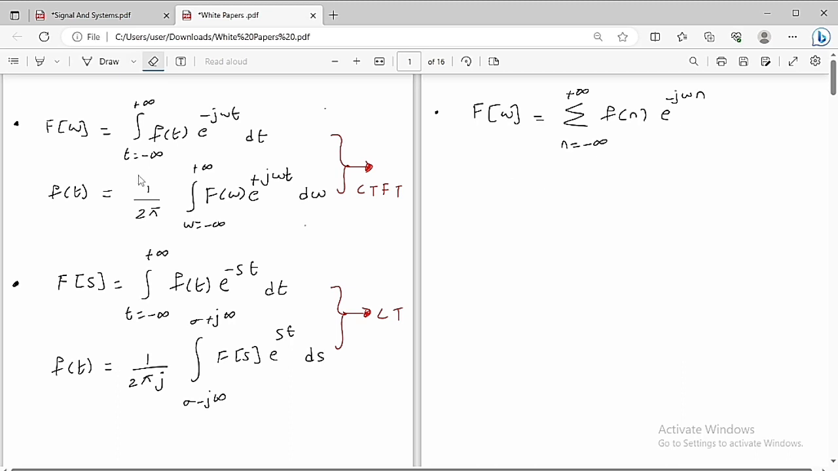So now let's go for the z transform here. In this case, I've already told how to get the z transform.